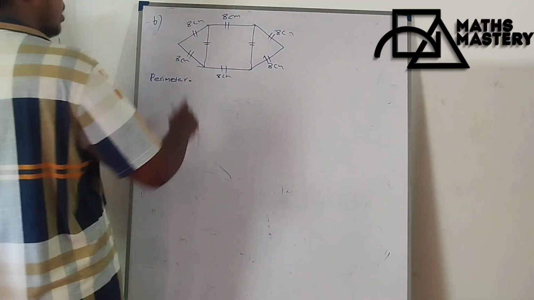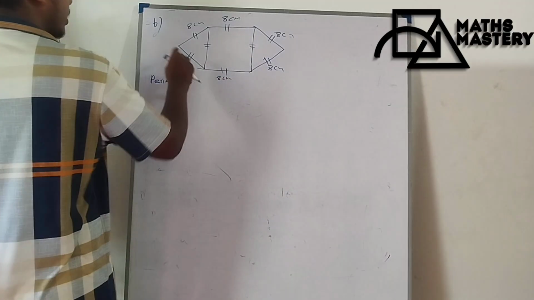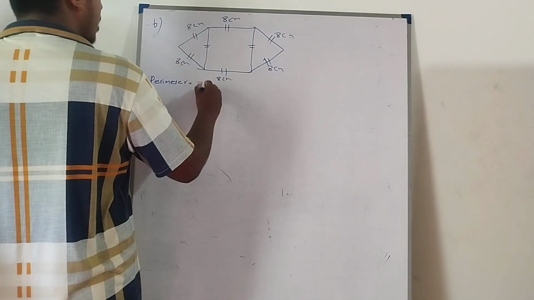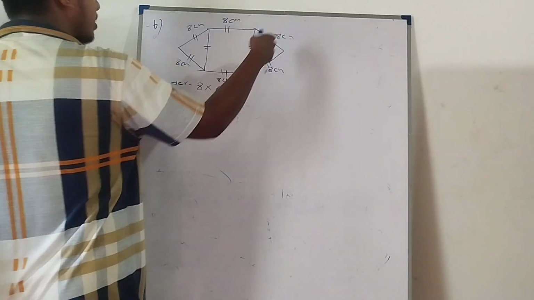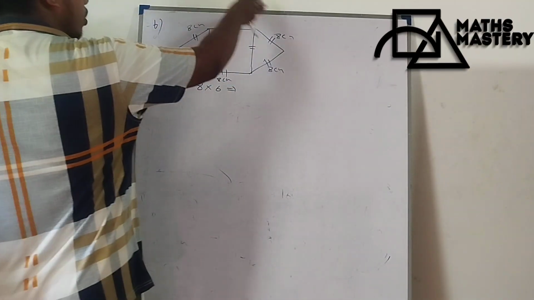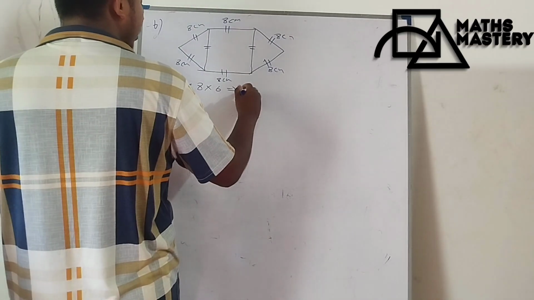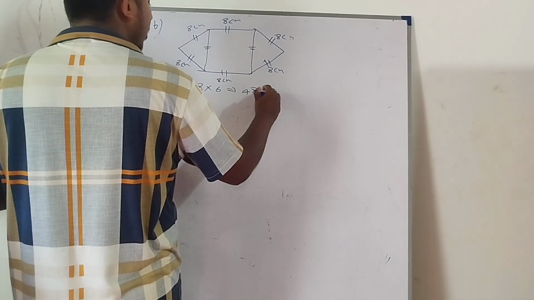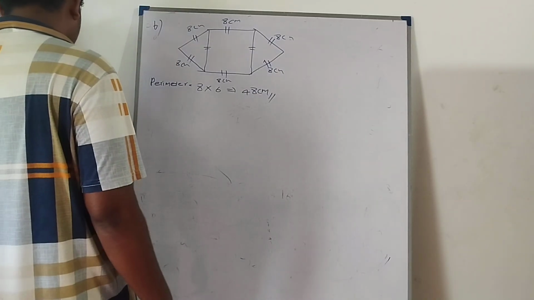Now for example, think how many 8s are there? 1, 2, 3, 4, 5, 6. So if you multiply 8 times 6, you can get the answer without just adding 8 plus 8 plus 8. It's easy for us because all the lengths are equal. You multiply by 6. So 8 times 6, the answer is 48 centimeters. 48 centimeters.